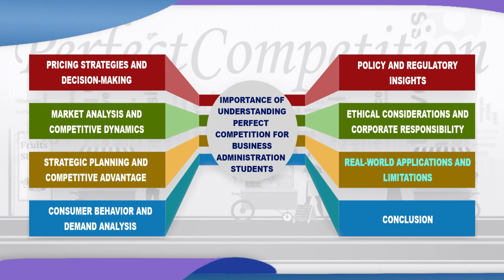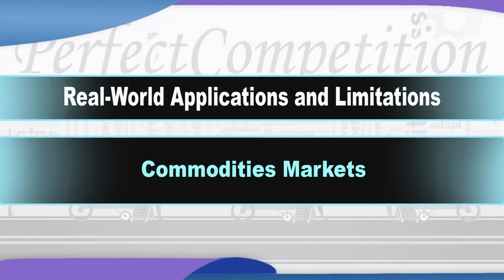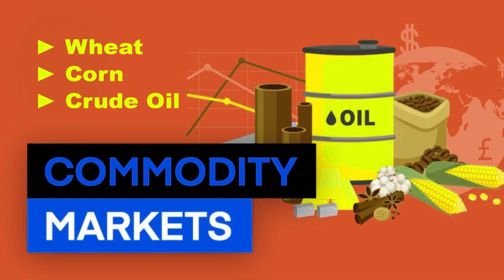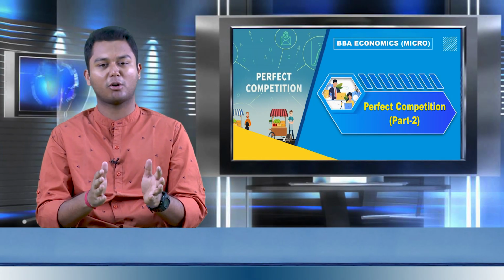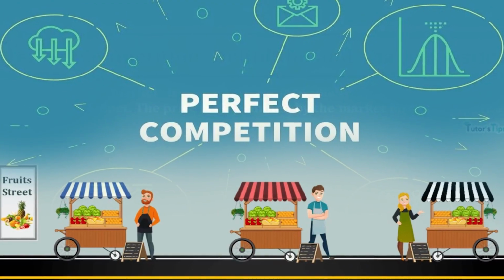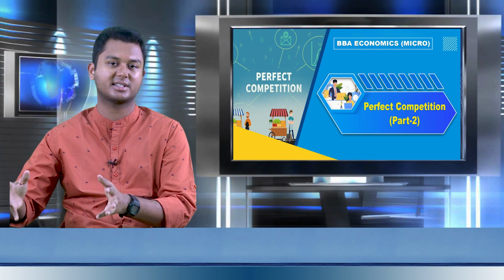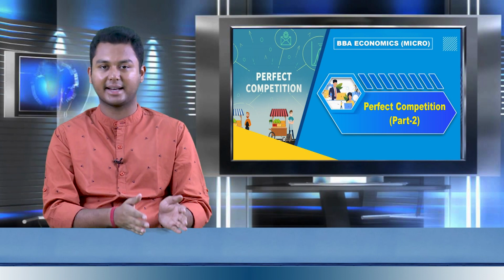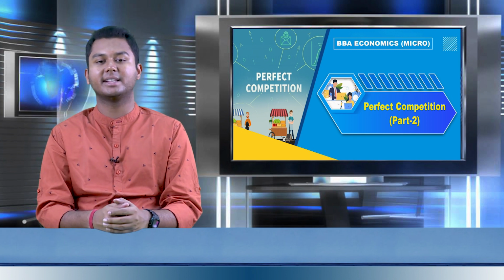If we look at the real world applications and limitations, then we can look at the commodities market first. Markets for commodities like wheat, corn and crude oil often resemble perfect competition, where numerous producers offer standardized products. Business students can apply their understanding of the perfectly competitive market structure to analyze the markets, predict market trends and make informed investment decisions.